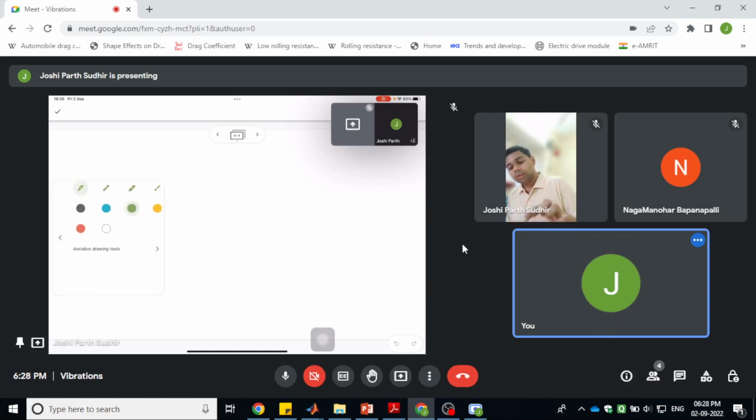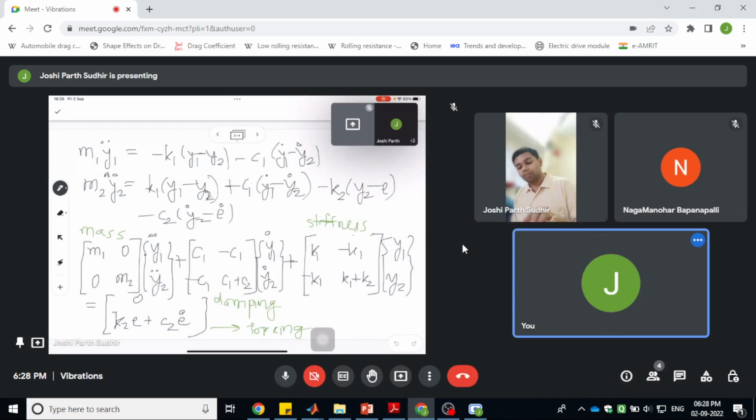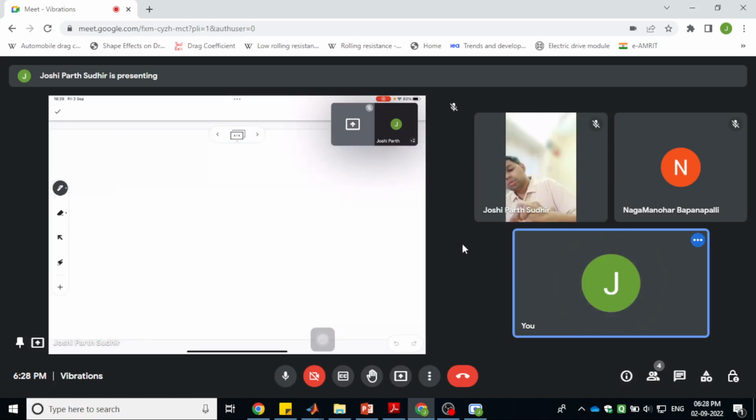So we have derived the equation of motion. Let us say we call the mass matrix capital M, the damping matrix capital C, the stiffness matrix capital K, and the right hand side forcing terms F. So we can write the equation in this form.